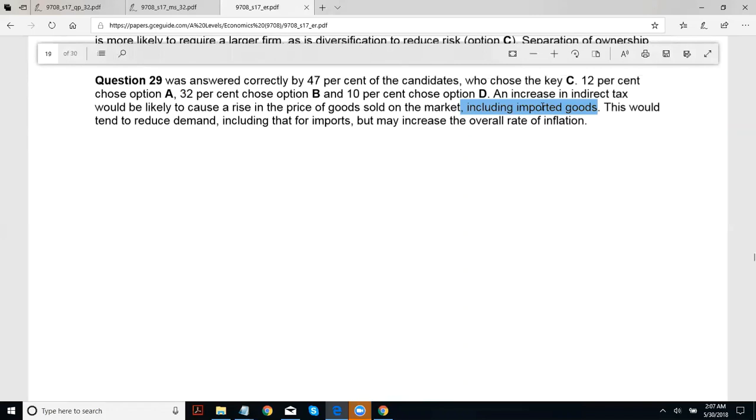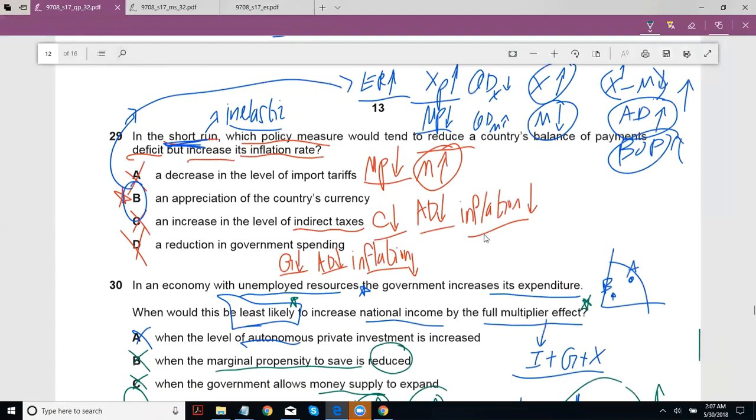However, this may increase the overall rate of inflation, because remember, this may lead to cost push inflation, even imported inflation in this particular case. So we made the mistake of looking at inflation only from the demand side. However, this might very well lead to an increase in costs, especially because raw materials will get more expensive, especially imported raw materials, and hence cost push inflation could come about. So that was the logic.